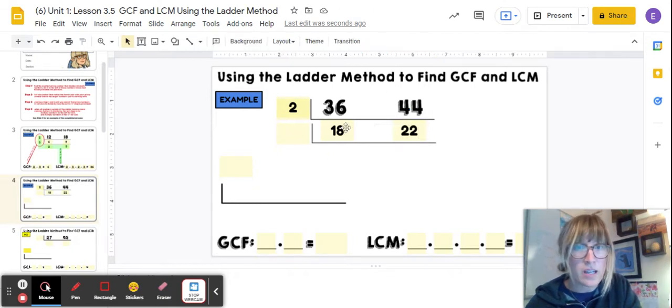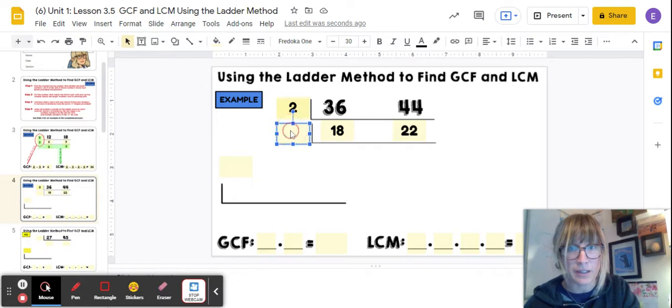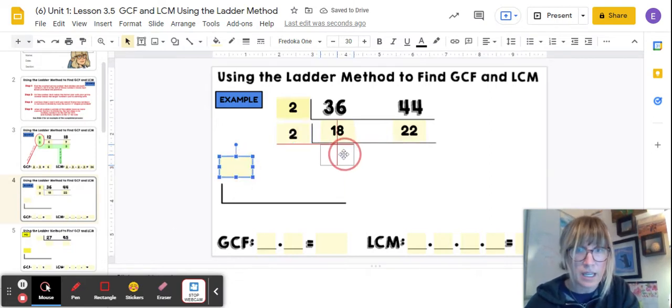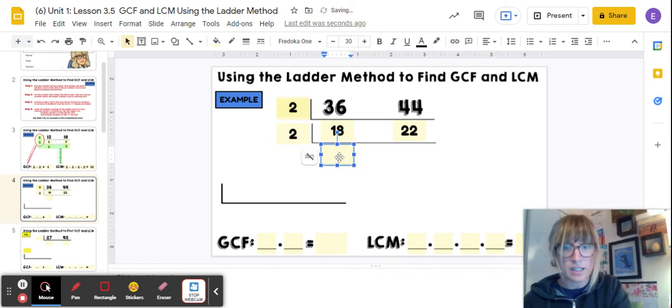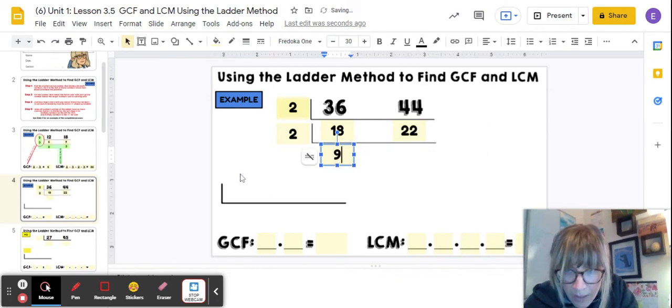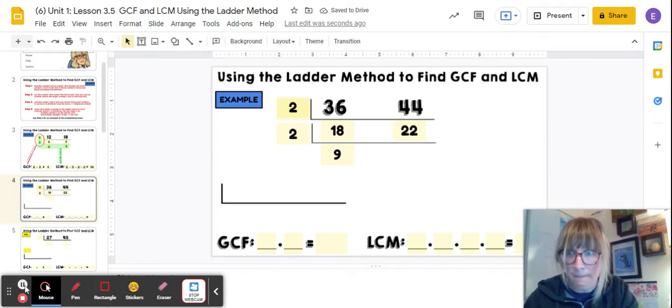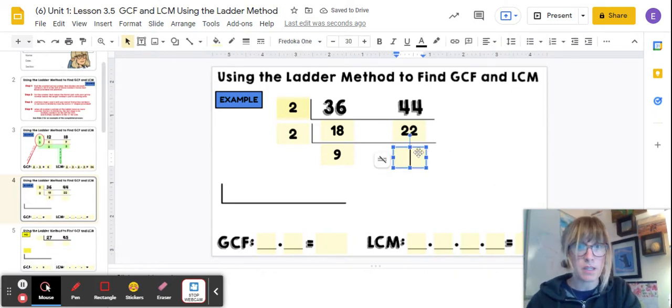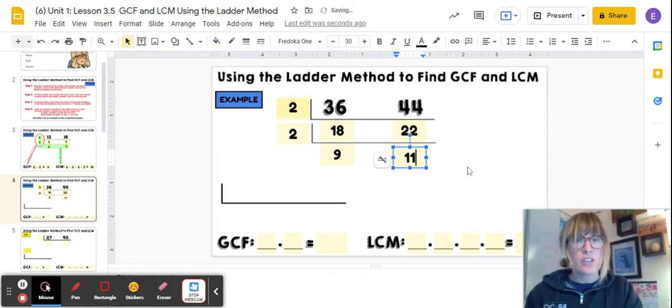So then we have this next layer to our ladder, right? Another rung, if you will. So we have 18 and 22. Well, they're not prime, and I know that because they're both even, so they can be cut in half. So how many 2's will it take to make 18? It'll take 9. And how many 2's will it take to make 22? Well, it'll take 11. Come on, 11. I believe in you, 11. Type in. Okay, so it'll take 11.